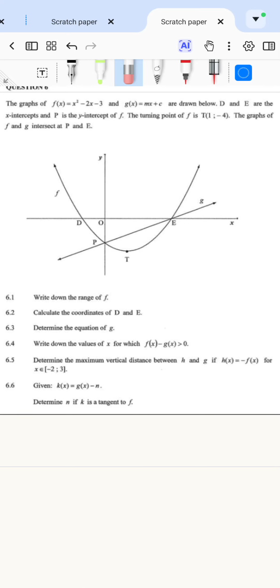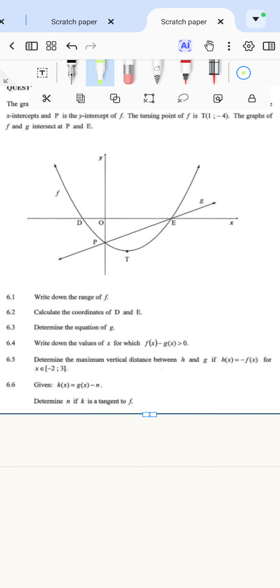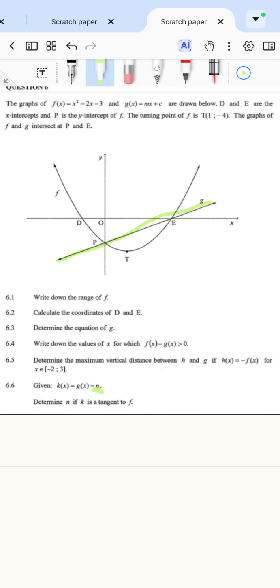Right, let's get to the last part of the question, 6.6. It says, given k equals g of x minus n. So g of x is obviously the straight line here, and g of x is subtracted by n. That minus n is something that moves our graph. It either shifts the graph up or down.